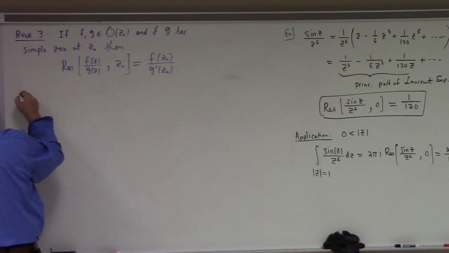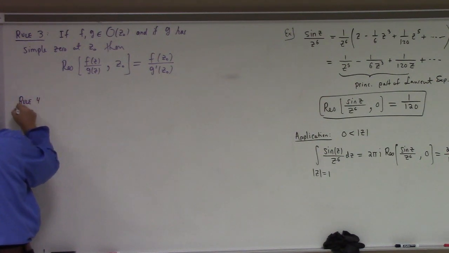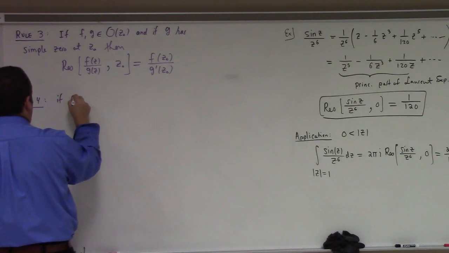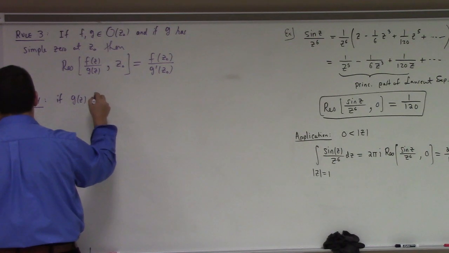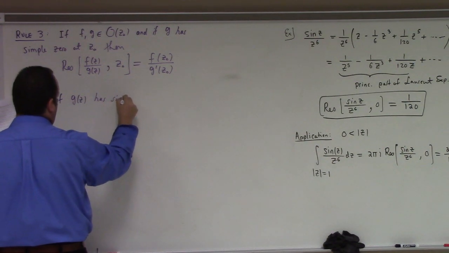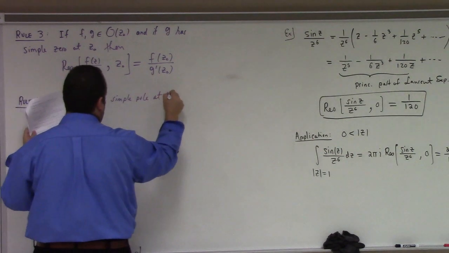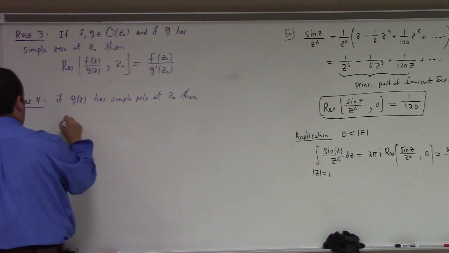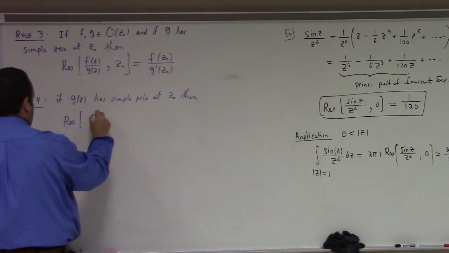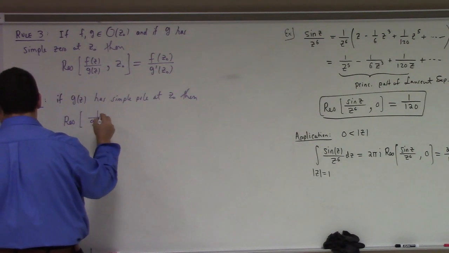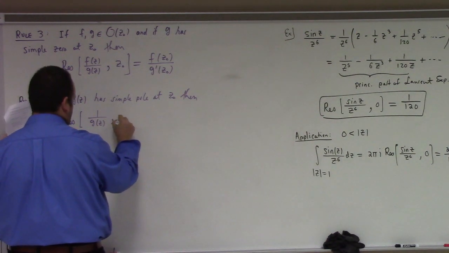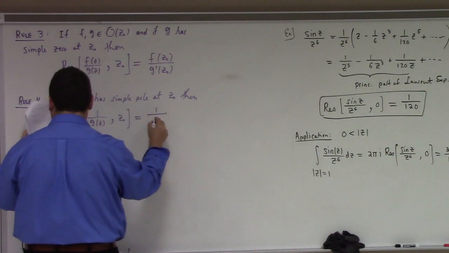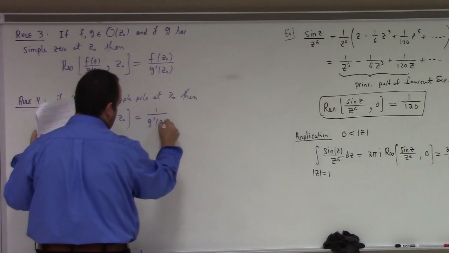Rule 4, if g of z has a simple pole at z naught, right, then the residue of 1 over, I guess all of these require some knowledge. I was hoping for some lazier thing. I've been away from this for too long. I've forgotten that these actually require thinking. But not too much. Let's see here.